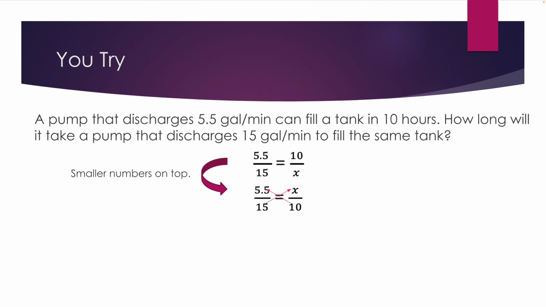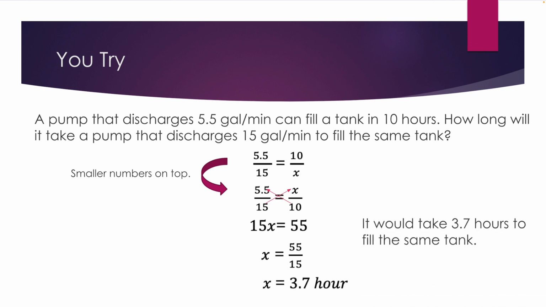I'm going to cross multiply. So I get 15x equals 55. And then I'm going to divide by 15 in order to get the x by itself. And I end up with 3.7 hours.